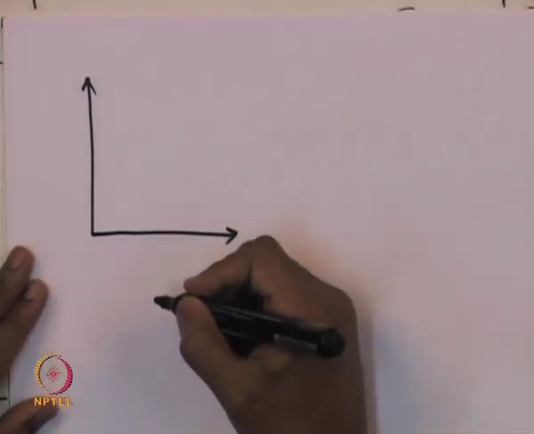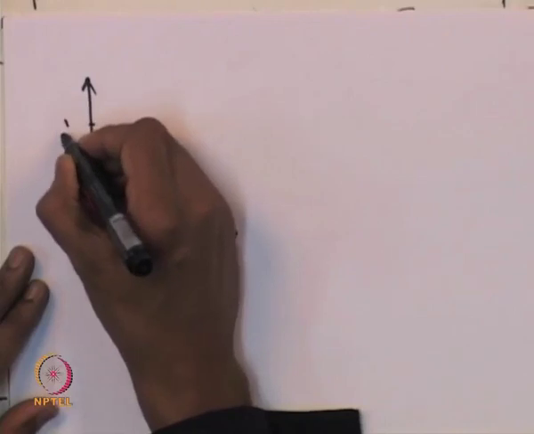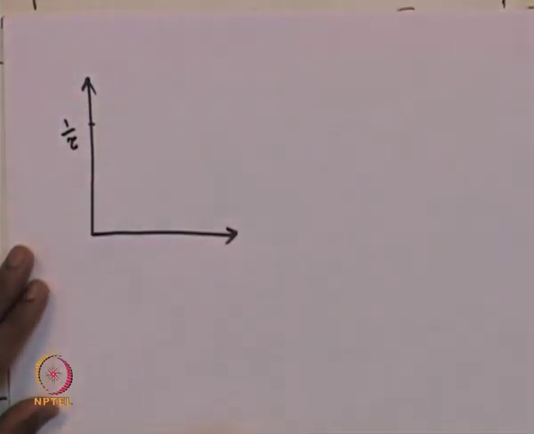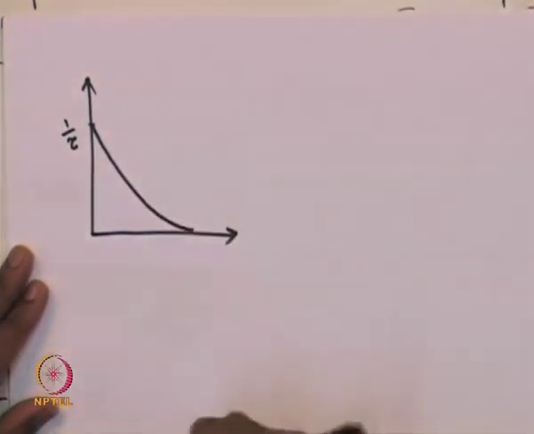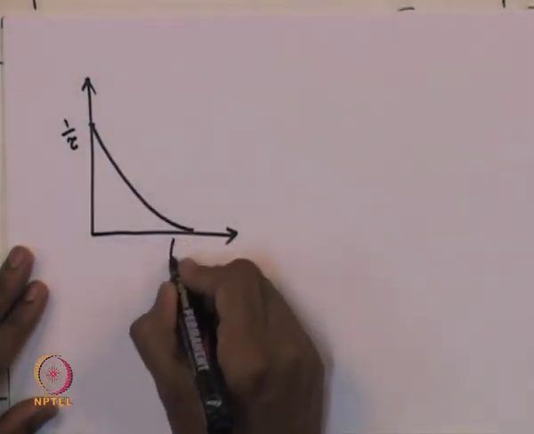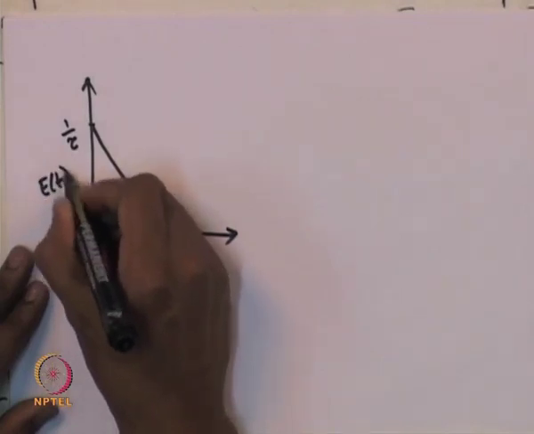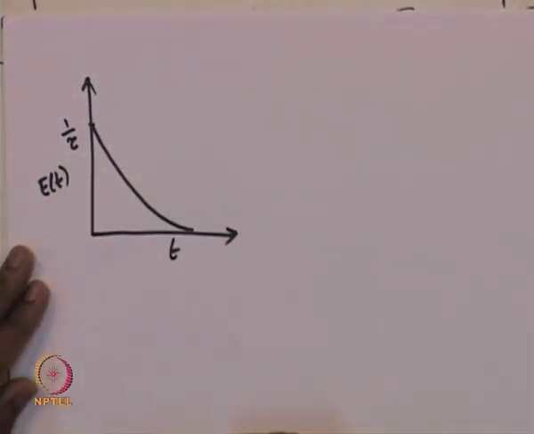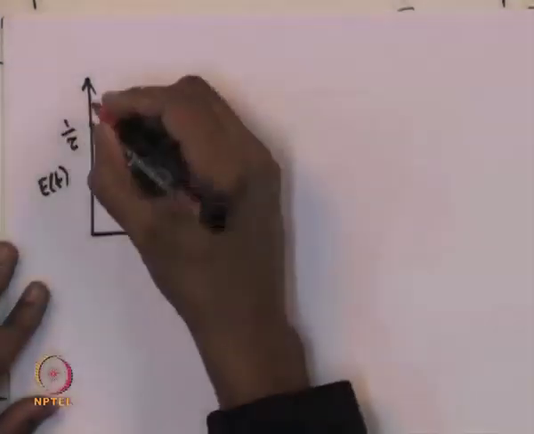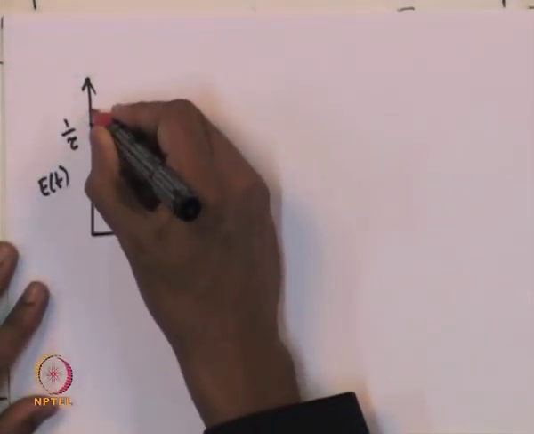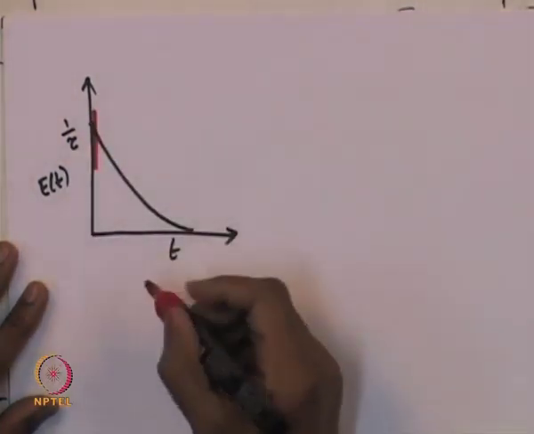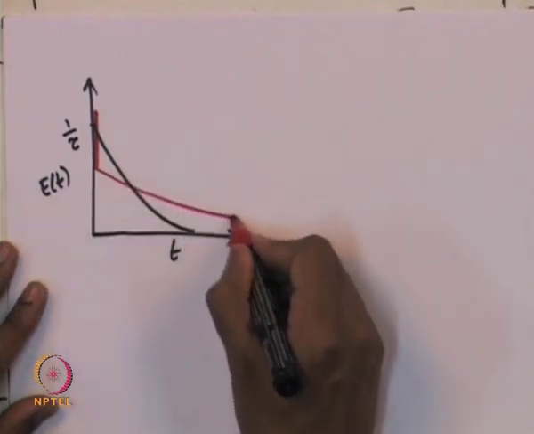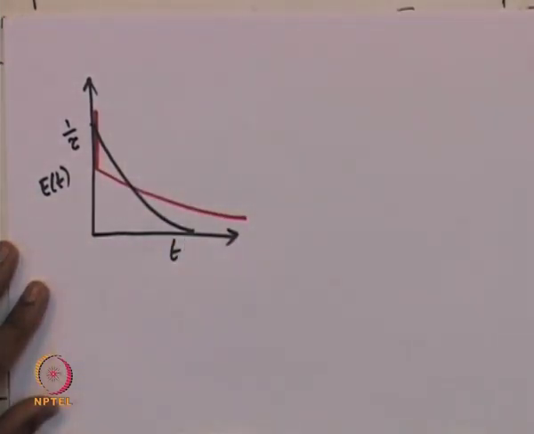Now, for a perfect operation, the E curve starts at 1 by tau, where tau is the space time of the reactor, and then there is an exponential decay as a function of time. This is the E curve. Now, if there was bypassing in the reactor, then right at t equal to 0, there will be a sharp fall in the E curve, followed by an exponential decay with respect to time.